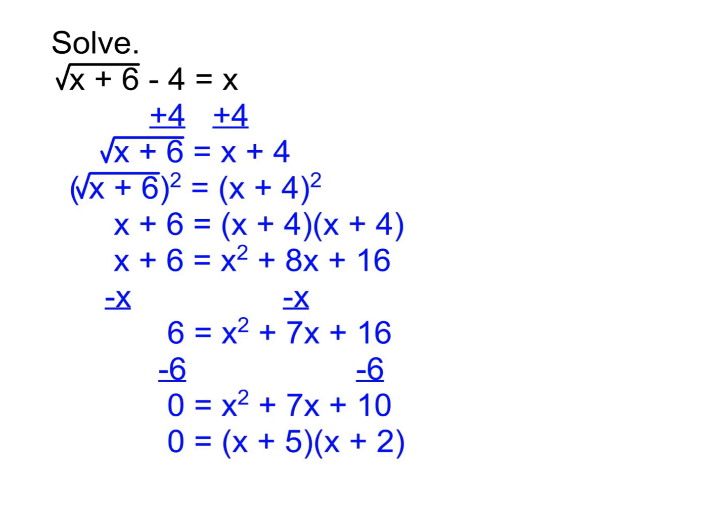We now can use that to figure out what the solutions are. So what plus 5 equals 0? Negative 5. And what plus 2 equals 0? Negative 2. So there's our two solutions. Okay, we found the solutions. Does that mean we're done with this problem?